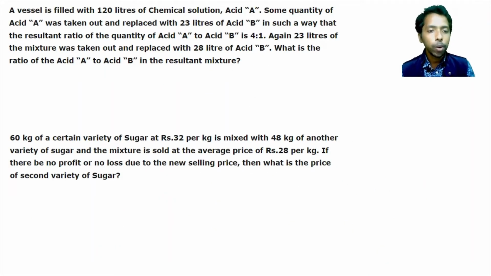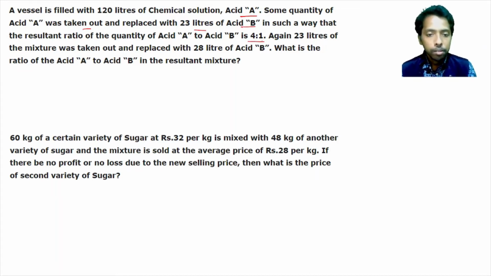A vessel is filled with 120 liters of chemical solution acid A, right? Some quantity of acid A has been taken out and replaced with 23 liters of acid B. Now be careful here about the language: some quantity of acid A was taken out and replaced with 23 liters of acid B. It's in no way saying that an equal quantity was taken out and replaced with the same quantity of something else, that means acid B. No, it's not saying that. It is saying that some quantity, which may be different from 23 liters, was replaced by 23 liters of acid B. That's it. The resultant ratio of acid A and B is 4:1.